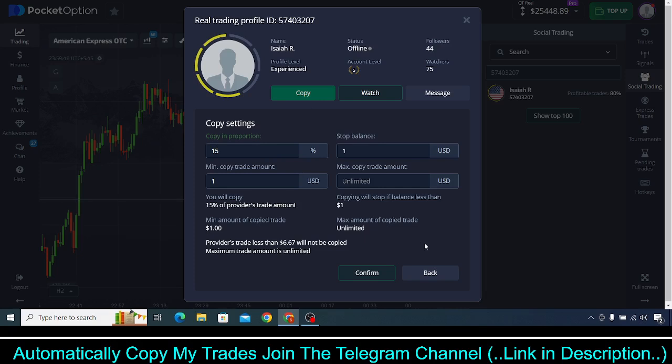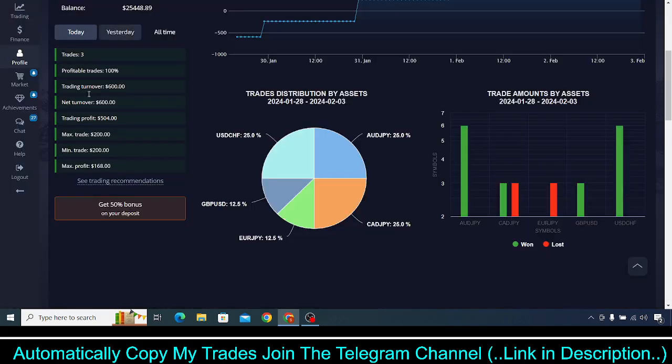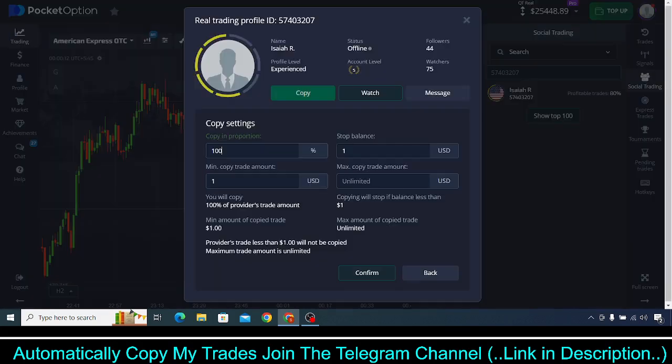That is just my suggestion. You can use your own mind and do something here, but I'm just suggesting. So let's say I make $200 per trade, 3 trades is equal to $600. So if you want to copy 100% in that scenario, you can simply add $600 or $650 and copy 100% of my trades, and you will be making profit like this. But that is your choice. I'm just suggesting. And once everything is completed here, just click on confirm and you will start to copy my trades.